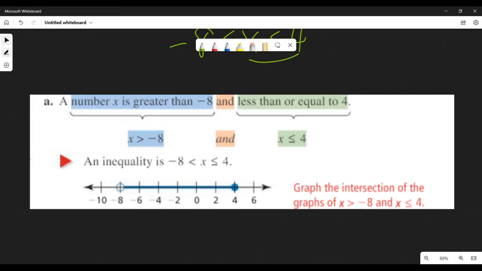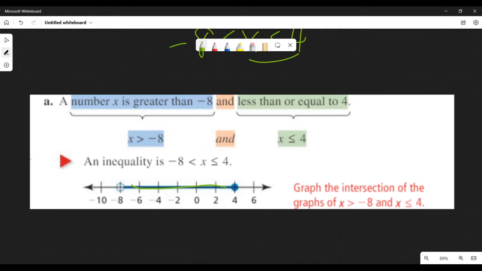Now, when you graph this, it's going to look something like this. Since x is greater than -8, not greater than or equal to, it's just greater than, it's going to be an open dot. And since it's less than or equal to 4, it's going to be a closed dot at 4. And then the region within will just be shaded or drawn as a line on the number line.